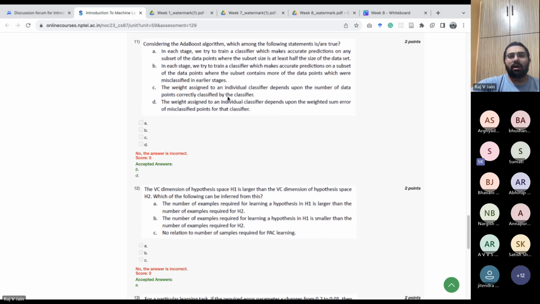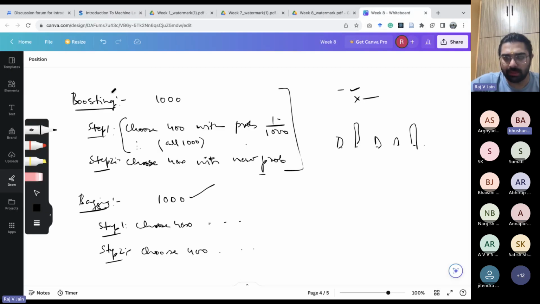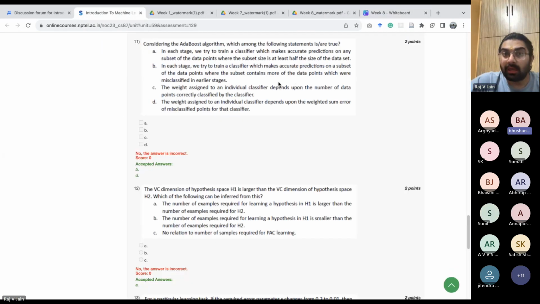Question 11. Any questions here? B and D seem straightforward. Any thoughts on this question? B was a little dicey to me. So in each stage, we train a classifier which makes accurate predictions on a subset of the data points, where the subset contains more of the data points which were misclassified in the earlier stages. That's exactly what we have here, right? Which contains more data points which were misclassified. Yeah. Correct. Because you could have fewer data points which are misclassified.